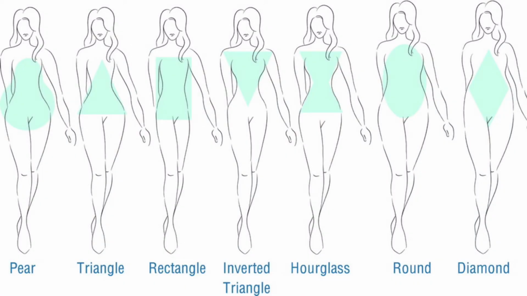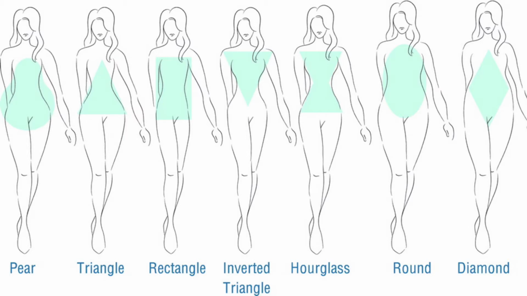So the pear shape is when your hips are larger than the bust and the waist has a gradual slope to the hips. Now the triangle shape is very similar. Your bottom half, your hips and your bottom are larger than your bust, and the waist is a lot smaller. There's no gradual slope in our triangle. Now a rectangular shape is when the hips and the bust are basically the same size. You're very straight. The waist is not very defined.